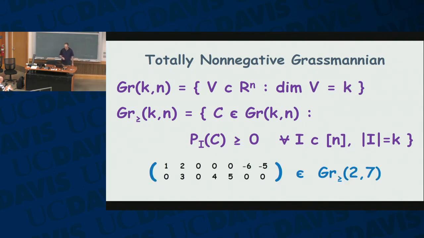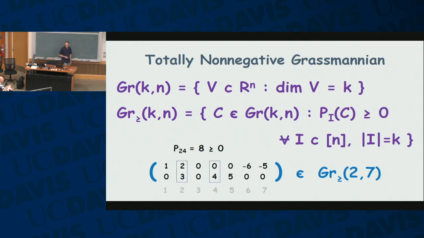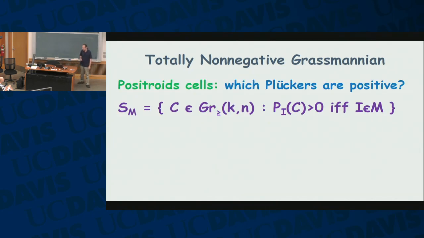So this means, for example, if we have this 2×7 matrix whose vector space is just its row span, then all the 2×2 determinants, like this one, for example, the 2,4 Plucker coordinate, you can see is non-negative, and you can check the other ones. So this is a point in the totally non-negative Grassmannian.